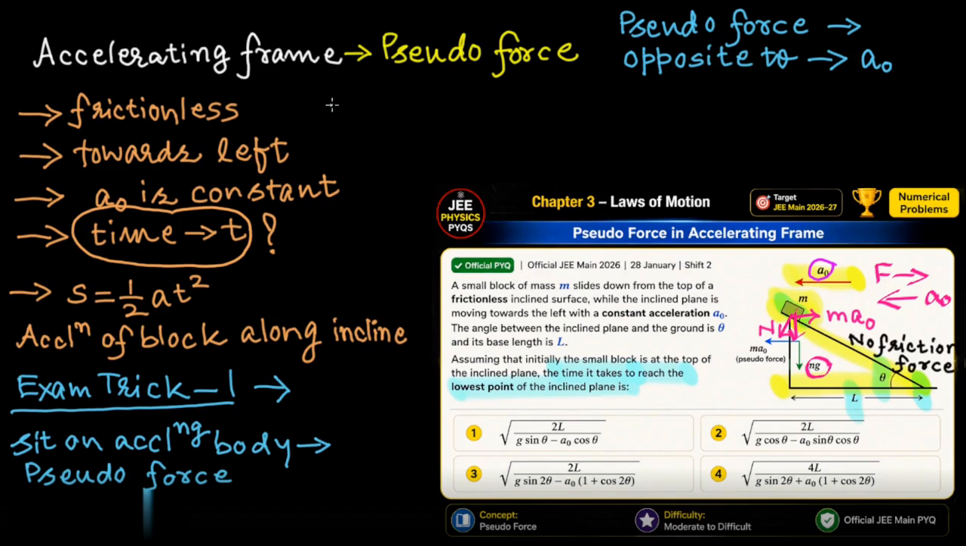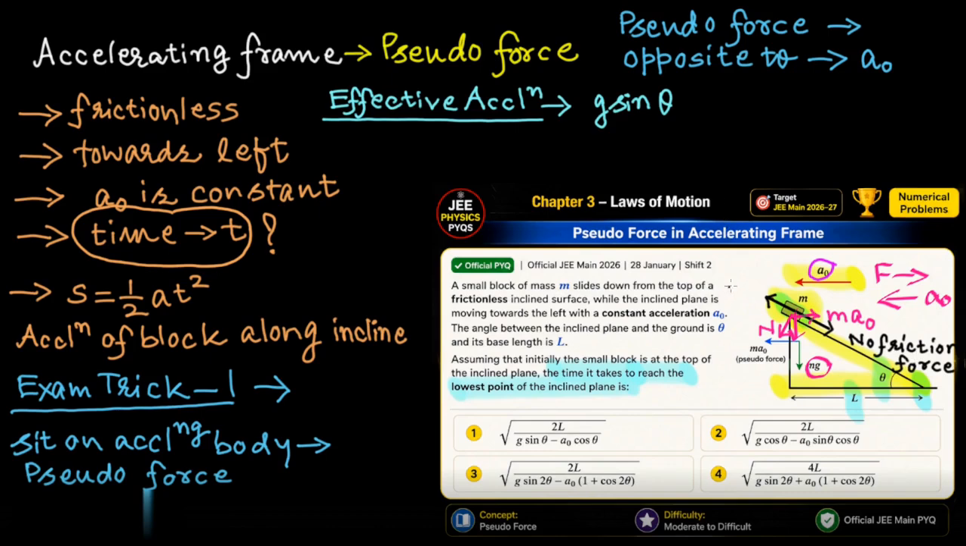Now let's find the effective acceleration. Gravity contributes g sin theta down the incline. Now think carefully about the pseudo force. It acts horizontally towards the right. Its component along the incline acts up the incline. Therefore, it opposes the motion. Its magnitude along the incline is a0 cos theta. Hence, the net acceleration along the incline becomes a equals g sin theta minus a0 cos theta.